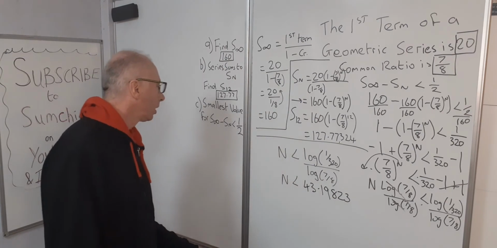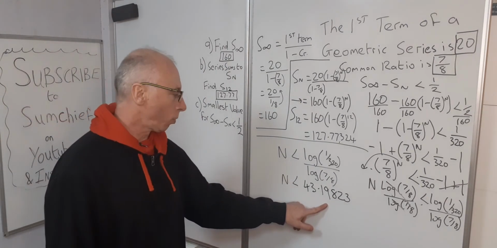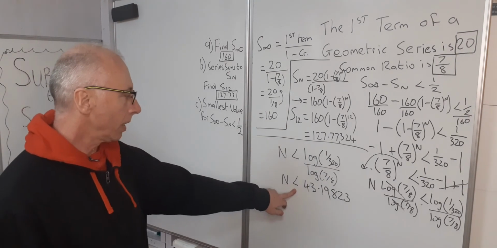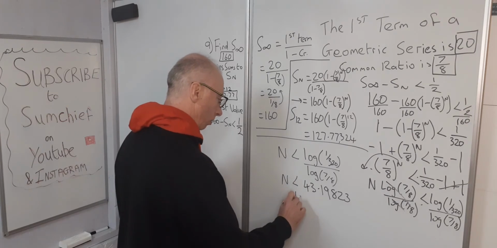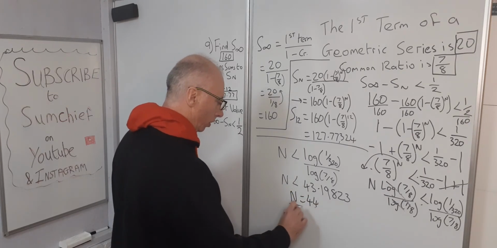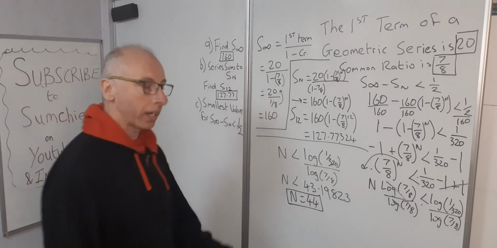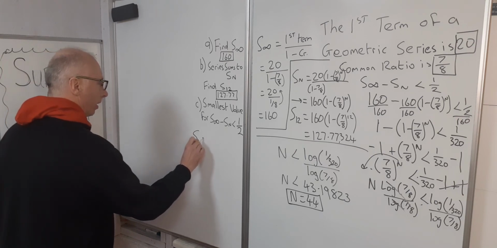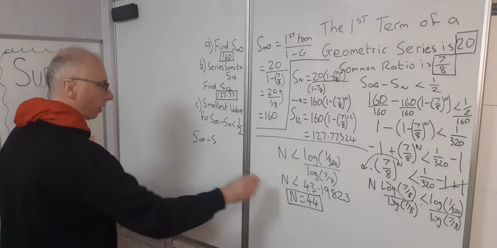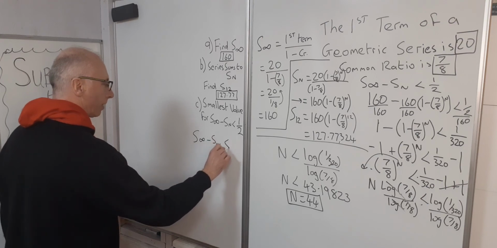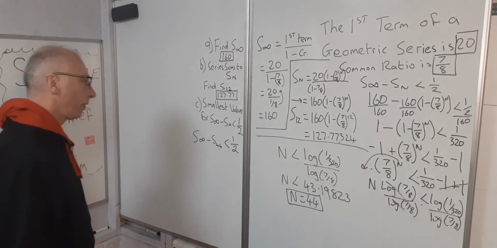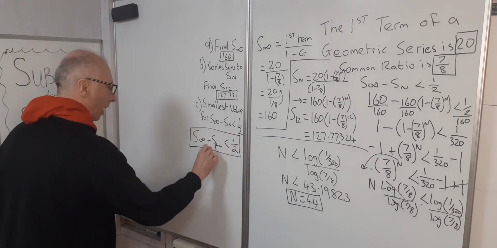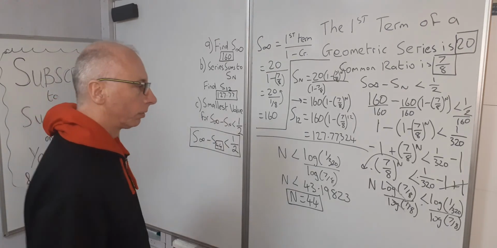Okay, now we can't have a 43.19th term, we have to go up to the next whole number. So basically n would have to be equal to 44, to be our next whole number. So therefore what we can say is S infinity minus S44 is less than 1/2. And that is our answer to this one here, where n equals 44. Okay.